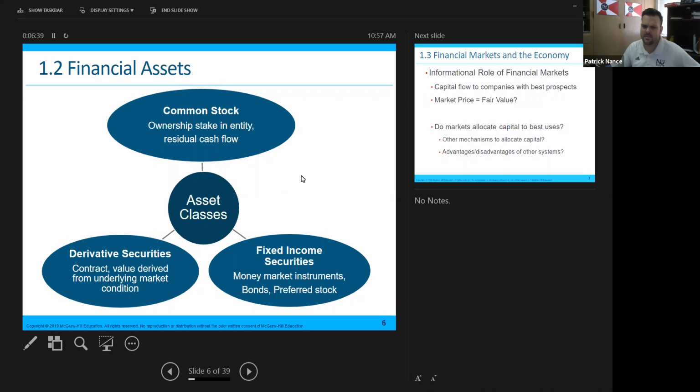And then there's fixed income securities, which includes things like money market instruments, bonds, which I talked about a little already, and preferred stock. I would think that in your prior classes you've studied those enough, but this is an example of a spot where if I'm running over something that you haven't seen before, feel free to email me, message me, let me know. I can cover any of these areas individually more.